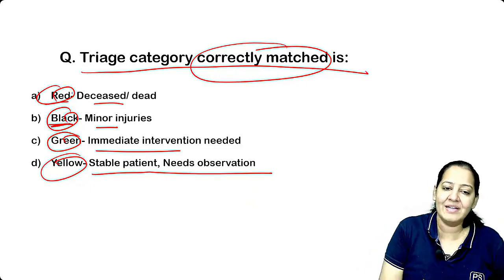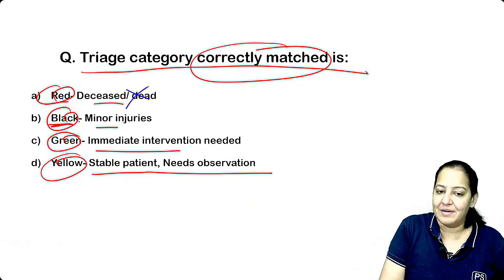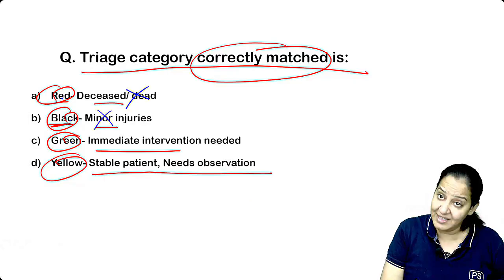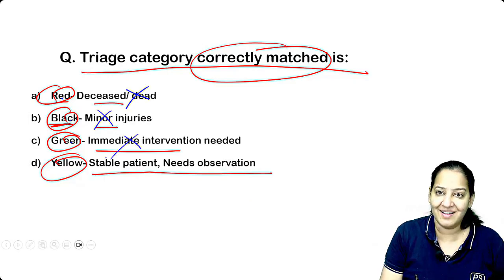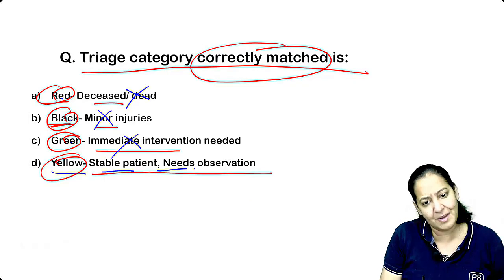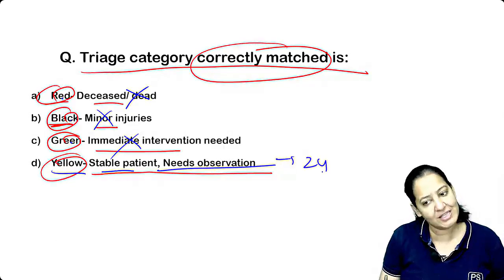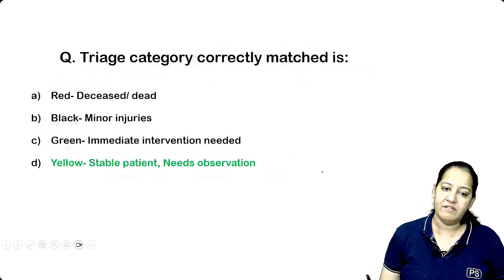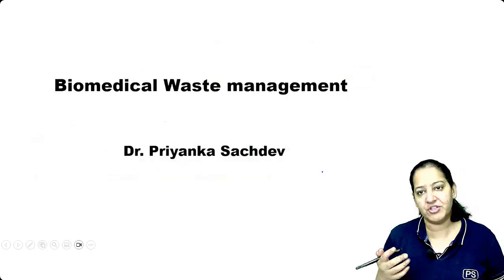Yes, you all are right. Red is not dead. Black is dead. Black is not minor. They are dead. Green is not immediate. So yellow is stable and needs observation. Within the next 24 hours, they require some intervention. So I will go with D. In this way, you get many questions on that.